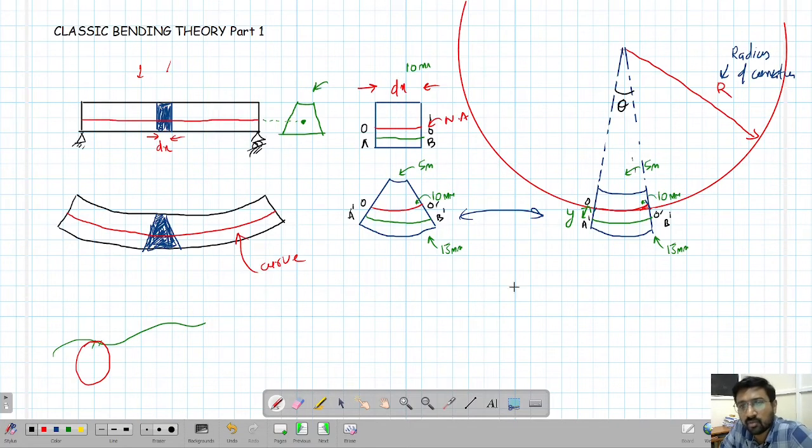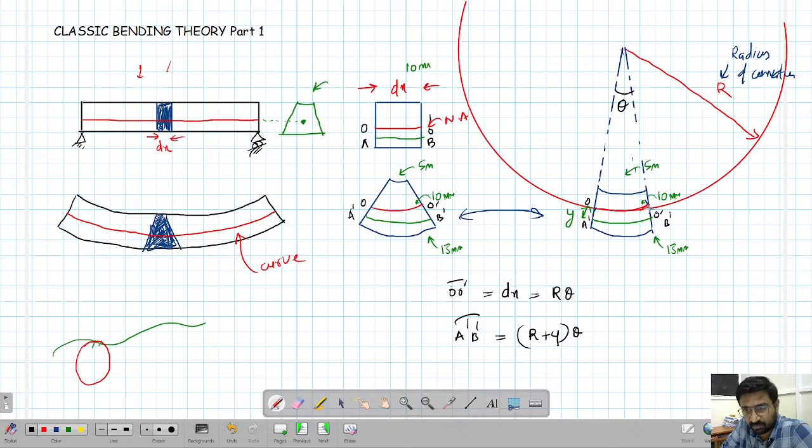Now we know that the O dash length is nothing but dx, which is nothing but r into theta, where theta is in radians. So r into theta is this chord length. Now the A dash B dash length, not AB, the A dash B dash length or arc length, is nothing but r plus y into theta. All these are basically parts of concentric circles, and this is the center of the circles. So r plus y into theta is the arc length here.